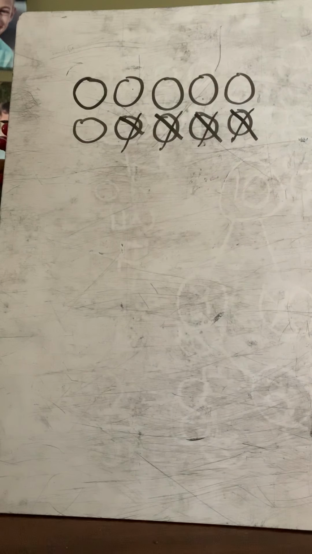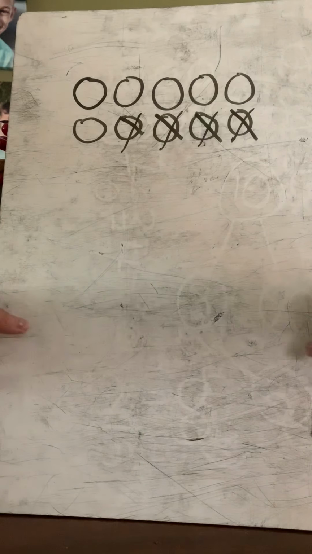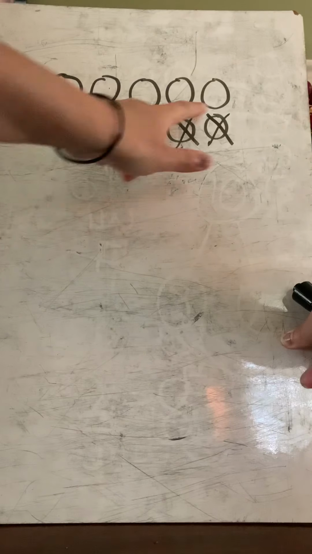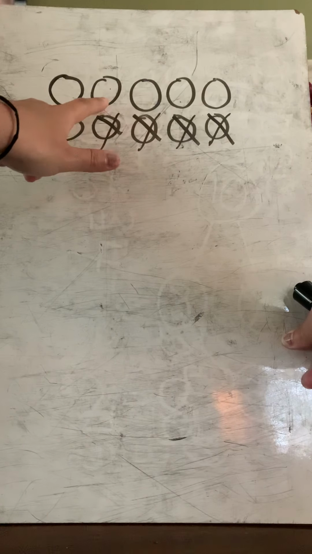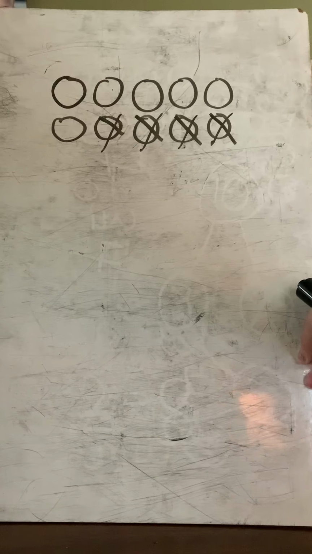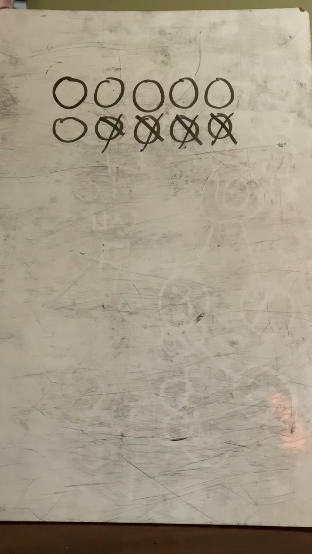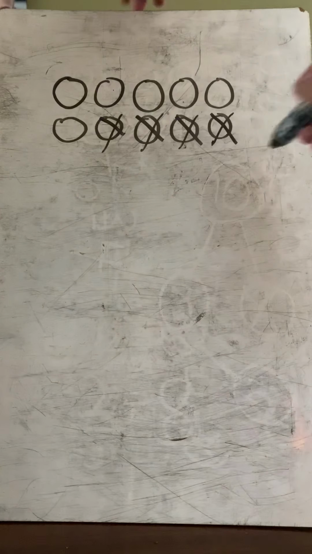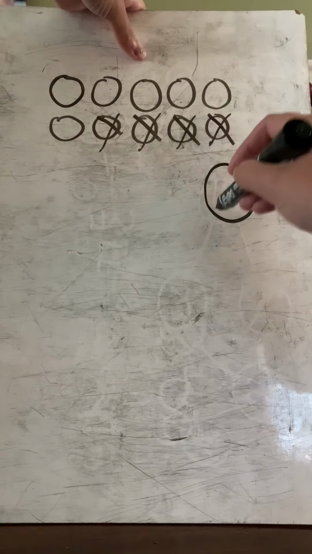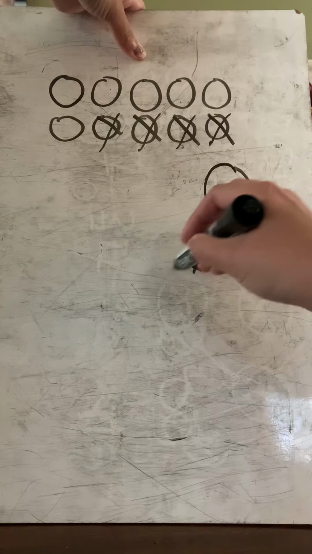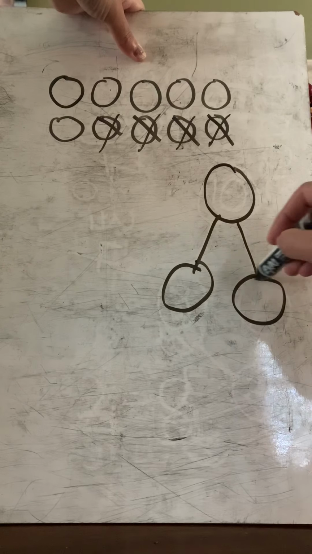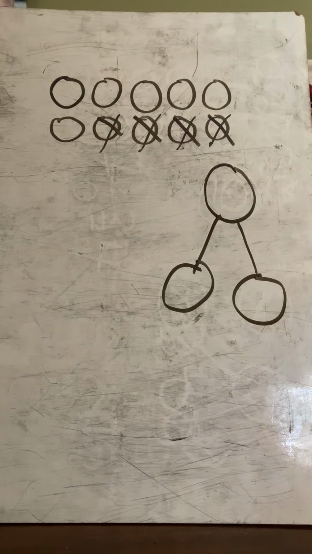Now look at your picture. How many cars are left? Let's count them together. Ready? 1, 2, 3, 4, 5, 6. 6 cars are left. Great job. Let's go ahead and draw our number bond. Good job. Let's see if we can fill those numbers in on our number bond.